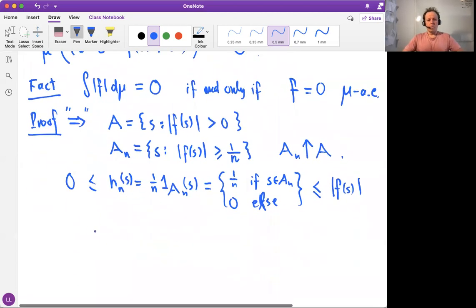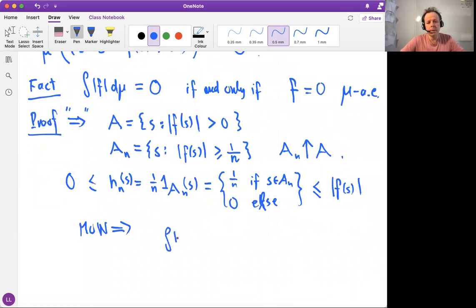So now we use the monotonicity of the integral. What does it imply? It implies that the integral of h_n is less than the integral of the absolute value of f. What can we say about the integral here? By linearity, we can take this constant in front. So 1 over n comes out as the constant. And then we have the integral of an indicator. And then we remember this is a special simple function that has only one possible non-zero value. And that's why for this indicator, the integral becomes the measure of this set A_n.